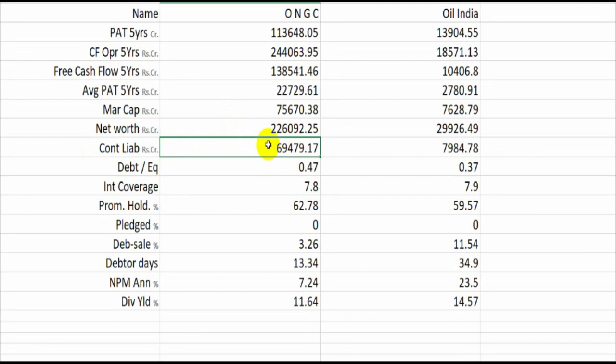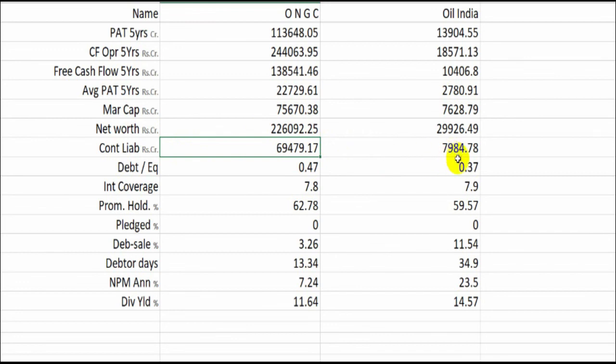So we don't want the contingent liability to basically exceed 20 to 30% of the net worth. In this case it is exceeding, so we have to be very careful and analyze what components of contingent liabilities are possible to come up and be added to the overall balance sheet, liabilities which the company may have to pay from its profits.